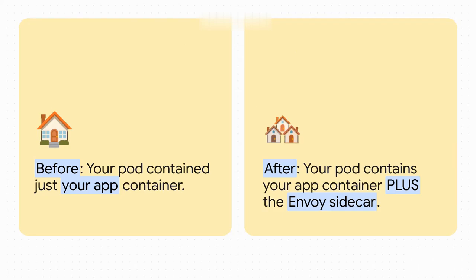And this right here, this is the fundamental shift. Before, your Kubernetes pod was a pretty simple place. It was just a little home for your single application container. But after you join the mesh, your app gets that roommate, the Envoy sidecar. Now there are two of them, living together, sharing everything in that same pod.